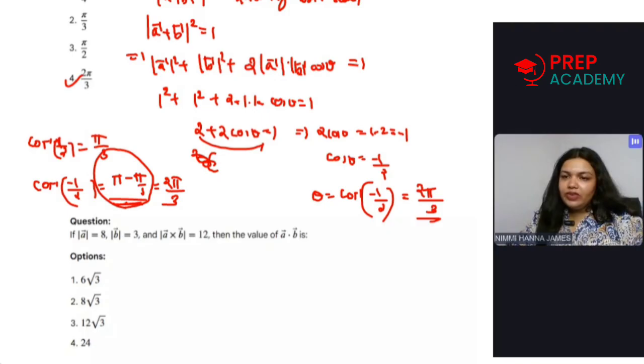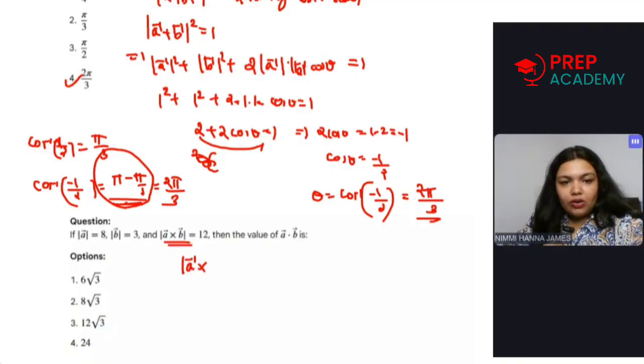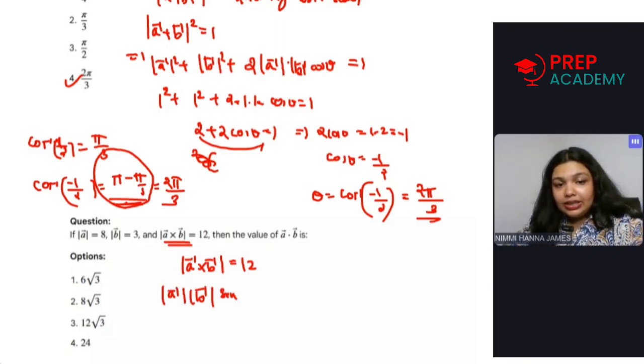Is it clear? The first thing we did is squaring on both sides, then using the identities, we solved the answer. Now, if mod A is equal to 8 and mod B is equal to 3, mod of A cross B is equal to 12. All these values are given. We want to find A dot B. We have mod of A cross B is equal to 12, and mod of A cross B is mod A mod B sine theta.